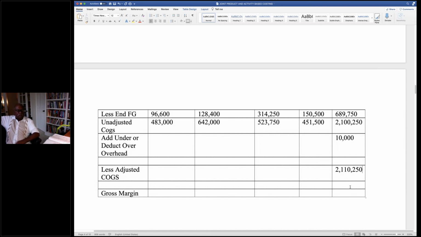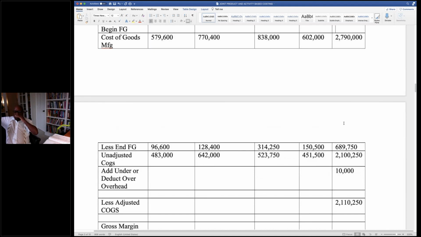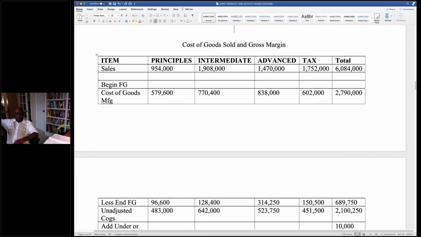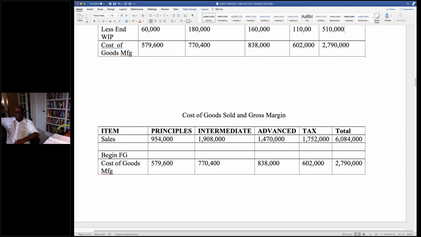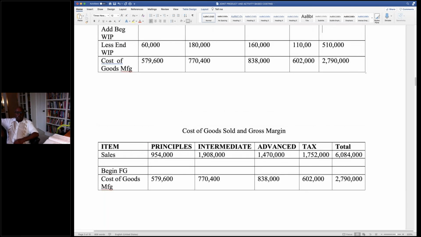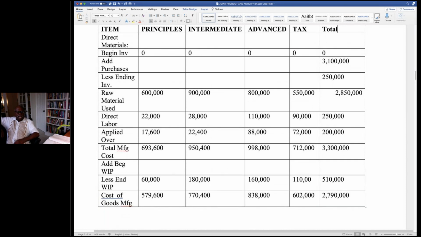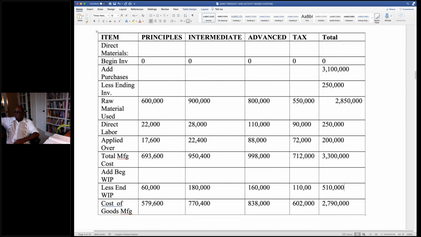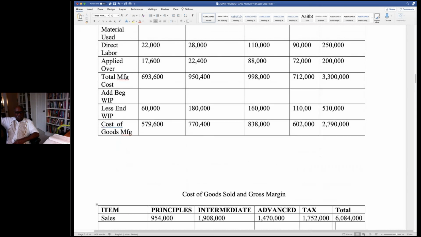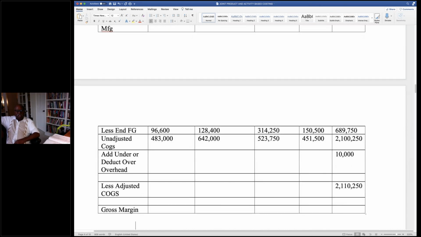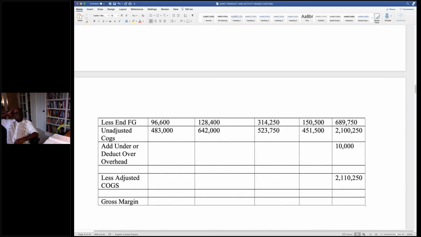So how much was your gross margin? Let's go back up. Your sales was $6,084,000. You're gonna subtract the 2,110,250 from it.